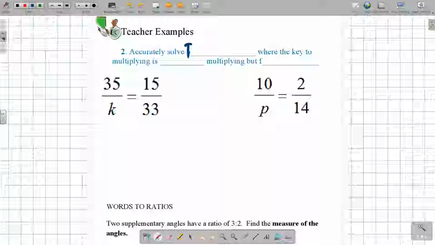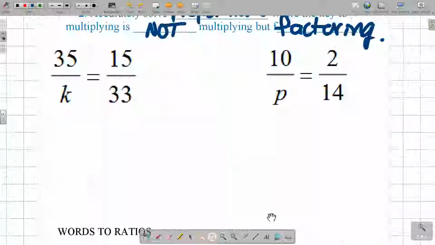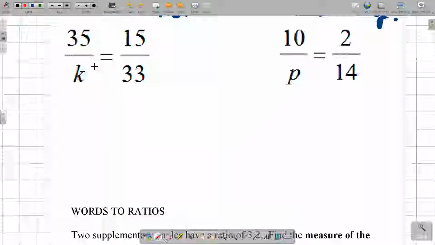Number 2. We're going to accurately solve proportions where the key to multiplying is not multiplying, but factoring. The key to multiplying is not multiplying, but factoring. So right here, let's go ahead. We're going to multiply the means and the extremes, but watch very carefully. Do not be grabbing for your calculator right now. We're just going to write these numbers down.